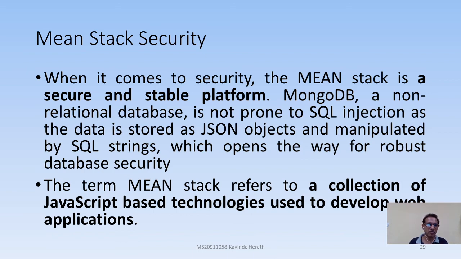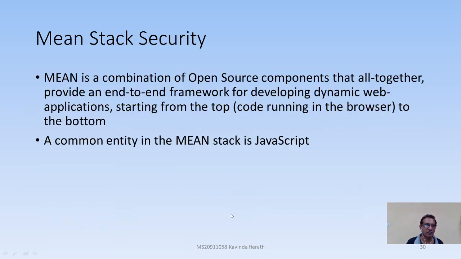MongoDB, a non-relational database, is not prone to SQL injections, as the data is stored as JSON objects and not manipulated by SQL strings, which opens the way for robust database security. The term MEAN stack refers to a collection of JavaScript-based technologies used to develop web applications. It is completely JavaScript based. MEAN is a combination of open source and general components that altogether provide an end-to-end framework for dynamic web applications.